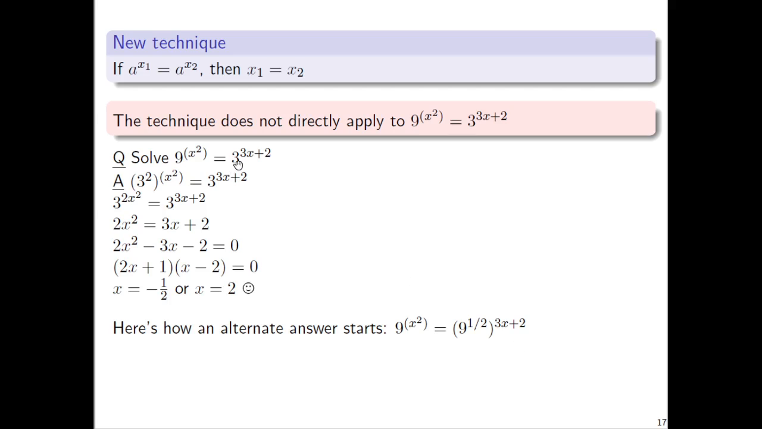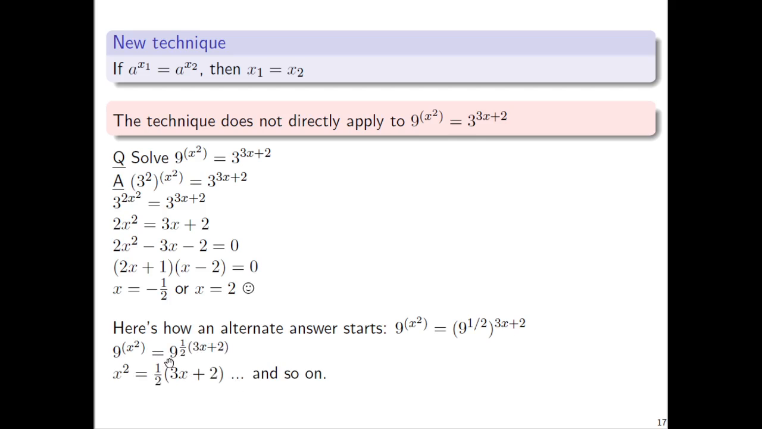You can keep the 3x plus 2 power, but the 3 that's the base could be changed to a 9 to the 1 half power, because another way to say 9 to the 1 half power is root 9, which is a 3. So 3 can get replaced with root 9, and another way to say root 9 is 9 to the 1 half power. Then that 1 half exponent times the 3x plus 2, so you have 1 half times 3x plus 2 as the exponent now.